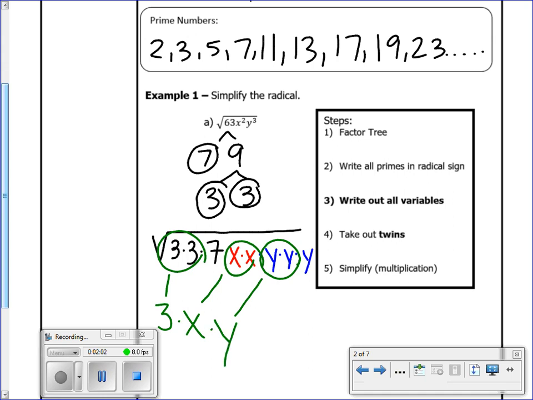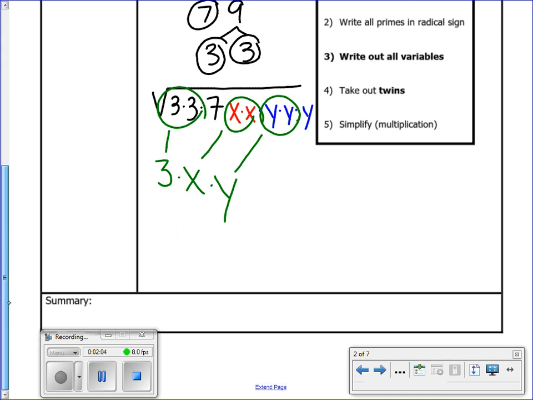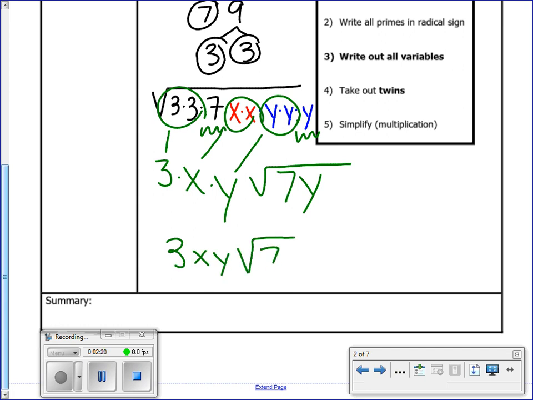Again, what's happening in between it all is multiplication. We have a square root. And what's left over is we have a 7 left over and a y left over. So that's going to stay inside of our square root. So your final answer here is 3xy square root 7y. So really there's not too much difference here. All you're doing is writing out how many variables you have for each one.